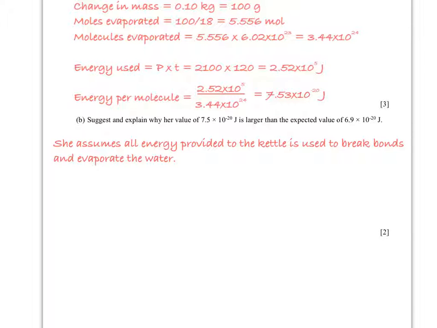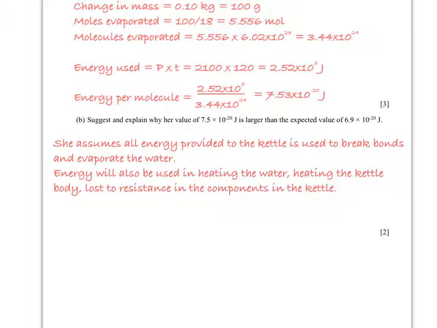So what else happens apart from water just evaporating? Well, the water is also going to heat up. So energy will also be used in heating the water, given by mc delta theta. We can also state that the heating of the kettle body has occurred. The metal the kettle is made from will heat up. And often, this is one of your go-to routes: energy will be lost to resistance, or power dissipated due to the resistance of the components in the kettle. So electrical energy will be lost in the circuitry as well. So three different specific methods that energy is lost from the system.